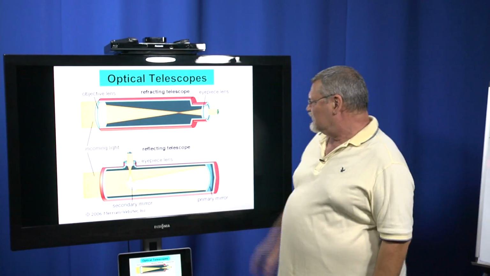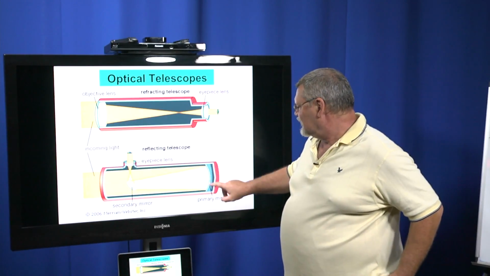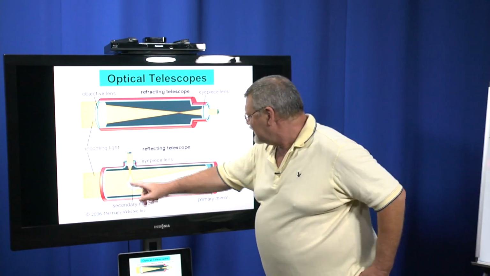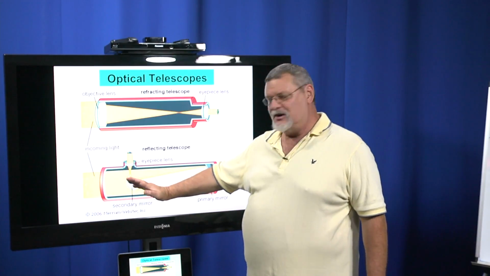And then this is a reflector. The light comes in, it bounces off the primary spherical mirror, and this length here provides the magnification. The light hits this secondary mirror here, it's flat.